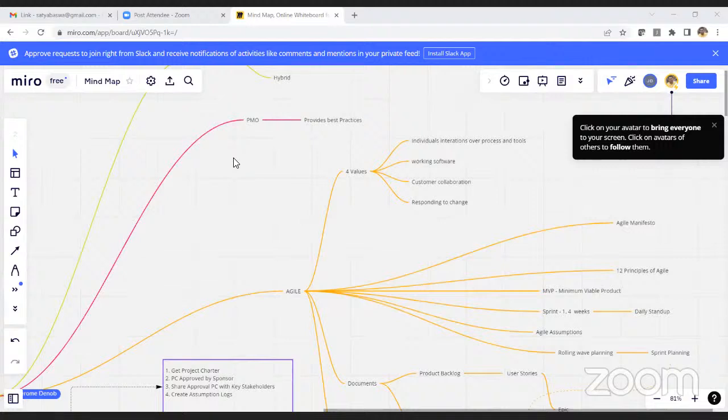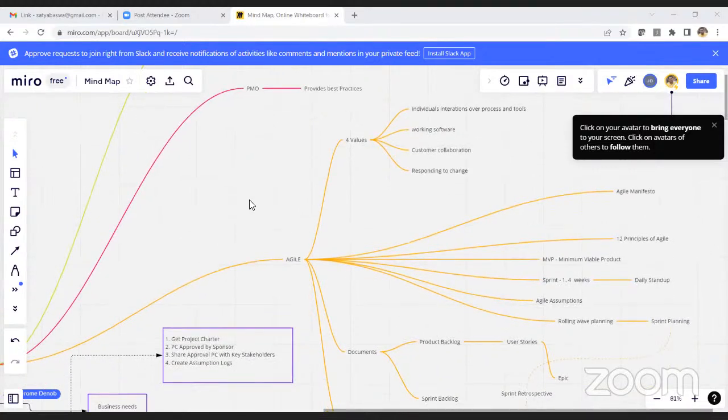We have the Agile Manifesto, that's a factor. 12 Principles of Agile, that's a factor. The MVP, the minimum viable product. We have the sprint, that's 1 to 4 weeks, with a daily stand-up. We have the Agile assumptions, rolling wave planning.